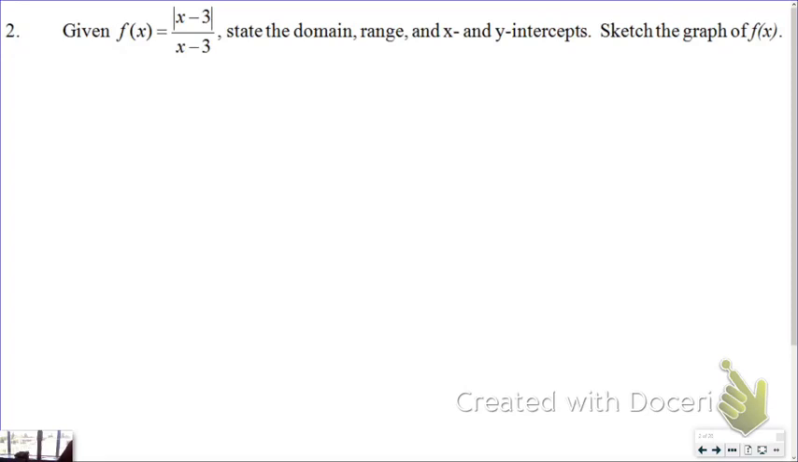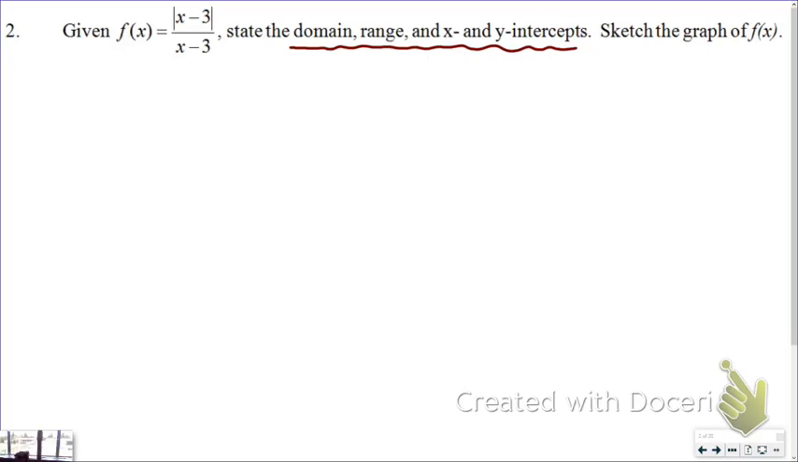Okay, number 2. So we're given a function, f of x is the absolute value of x minus 3, and we want to state the domain, range, x and y intercepts, and sketch the graph. I think often when you're asked questions about graphs and information about a function, it's easiest to actually do the graph first, and then often you can just get the rest of the information, the domain, the range, the x and y intercepts, from looking at the graph. So let's see if we can figure out, what does this function look like?